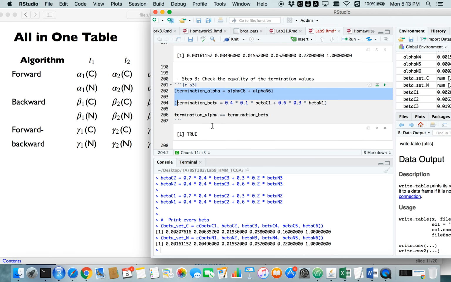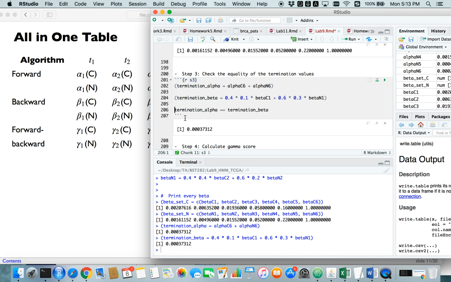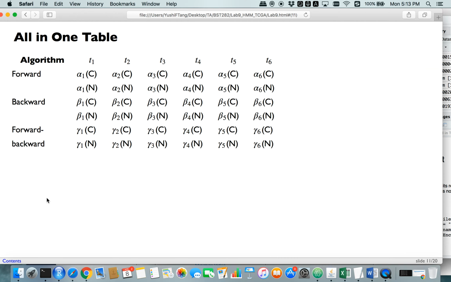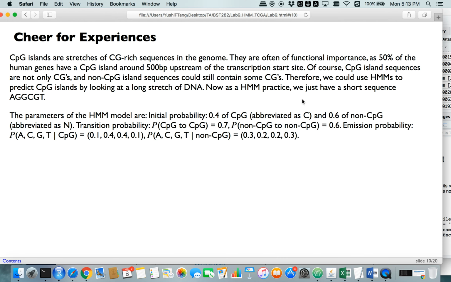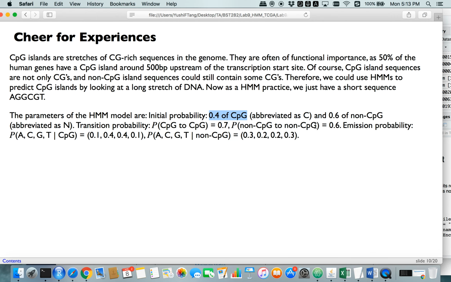So how can we check whether our forward and backward calculation results are similar? We can do the termination step. Remember that the termination alpha and the termination beta should be exactly the same as each other. Well, this 0.4 is actually the initial probability that the first state is the CPG island. And the 0.6 is the initial probability that the first state is the non-CPG island.